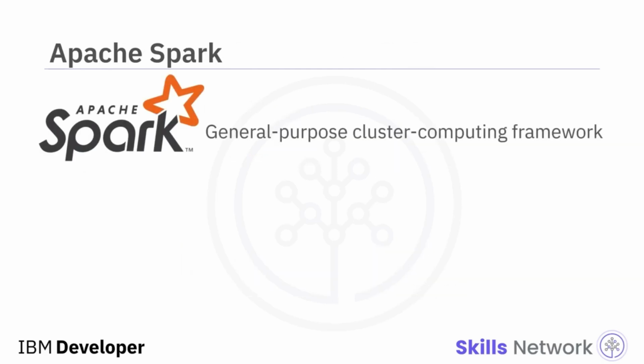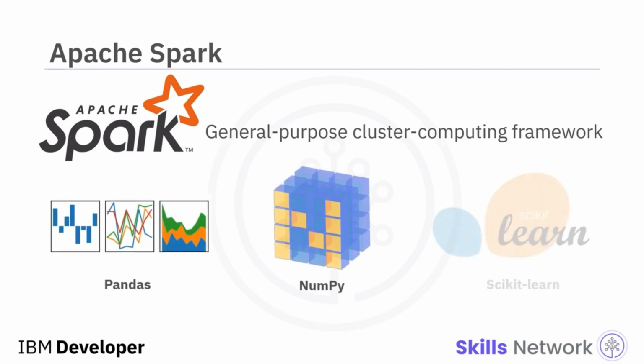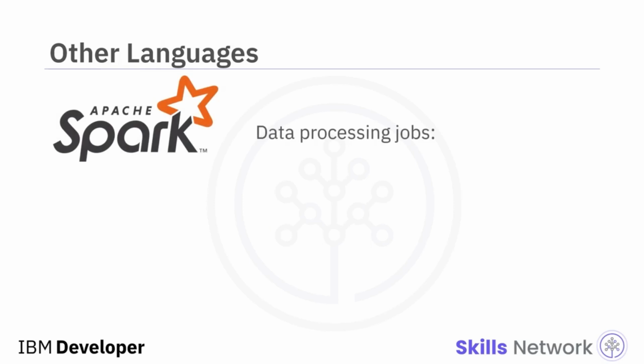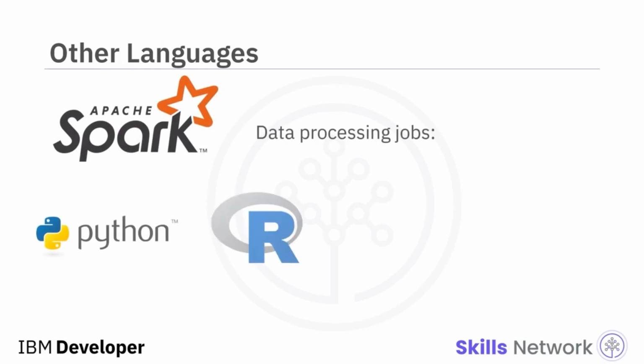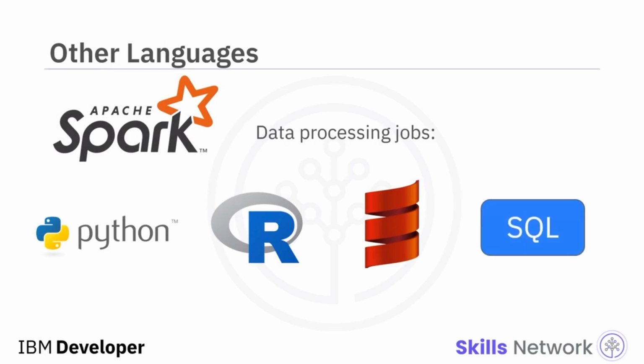Apache Spark is a general-purpose cluster computing framework, allowing you to process data using compute clusters. The data is processed in parallel in more than one computer simultaneously. The Spark library has similar functionality to Pandas, NumPy, and scikit-learn. And Apache Spark data processing jobs can be in Python, R, Scala, and SQL.